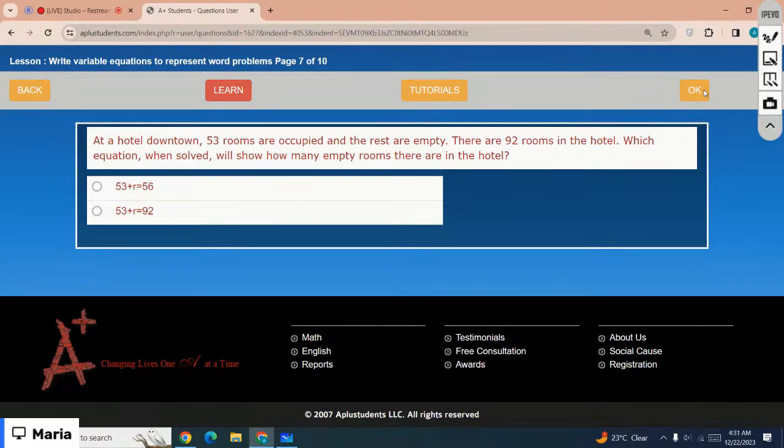At a hotel downtown, 53 rooms are occupied and the rest are empty. There are a total of 92 rooms in the hotel. Which equation, when solved, will show how many empty rooms there are in the hotel? Which is the correct option?